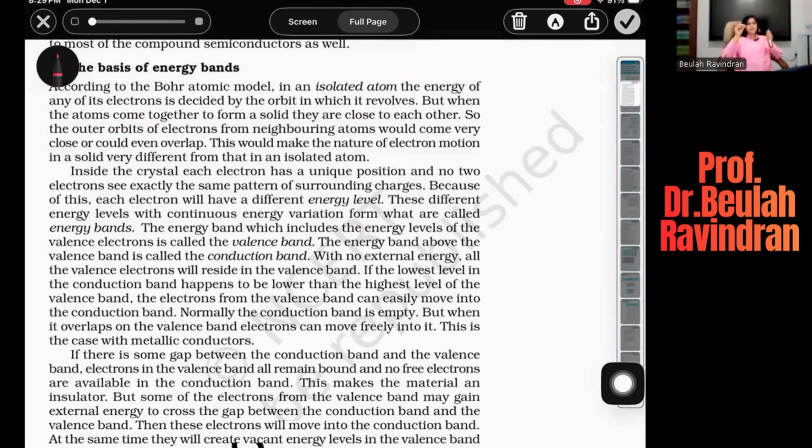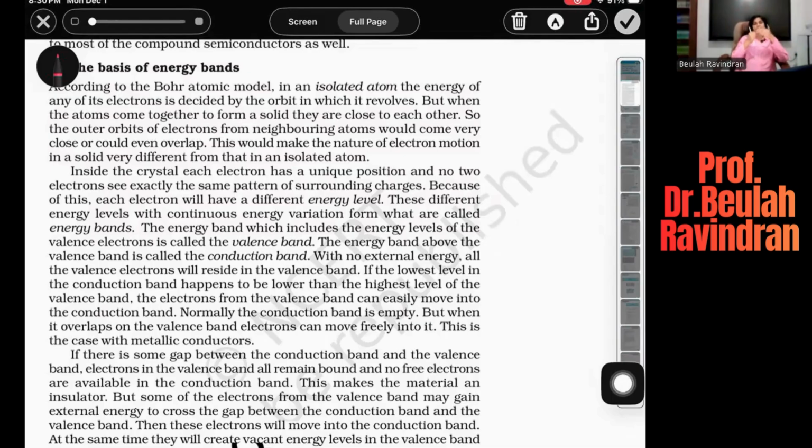Okay. So the energy band which contains the energy levels of valence electrons is known as the valence band. This is the lower energy band. This band is never empty. Definitely, it has electrons. The energy band above the valence band is called the conduction band. Normally, the conduction band is empty. When it overlaps the valence band, then what happens? Electrons can move freely into it. This is the case with metallic conductors. In metallic conductors, you may see the energy bands are overlapped.